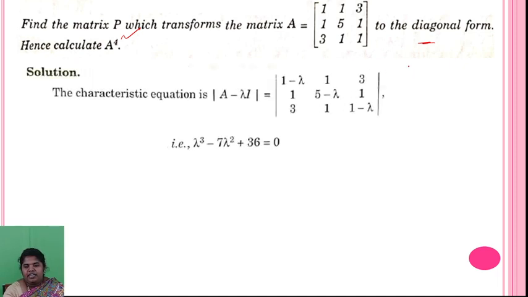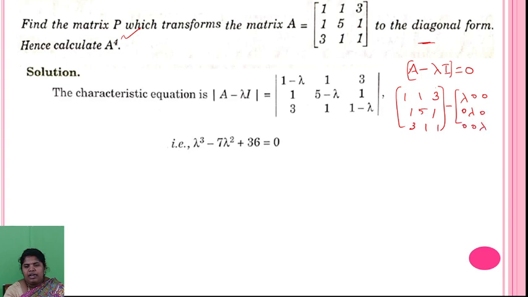Now form the characteristic equation. You know that in the previous classes you would have seen the characteristic equation is given by determinant of A minus lambda I equal to 0. So from the A matrix, 1 1 3, 1 5 1, 3 1 1, subtract lambda I. I is the unit matrix, so lambda 0 0, 0 lambda 0, 0 0 lambda. If we subtract this, we get this matrix.